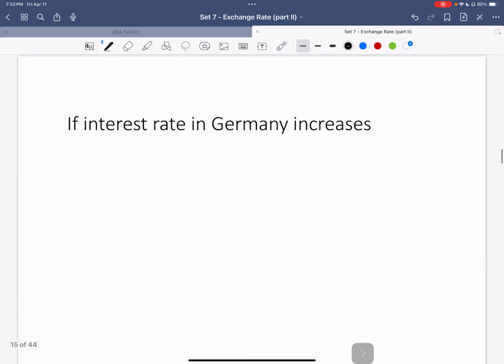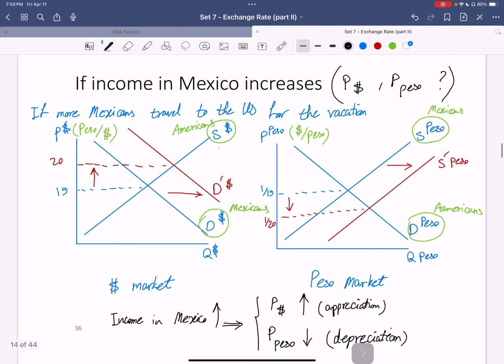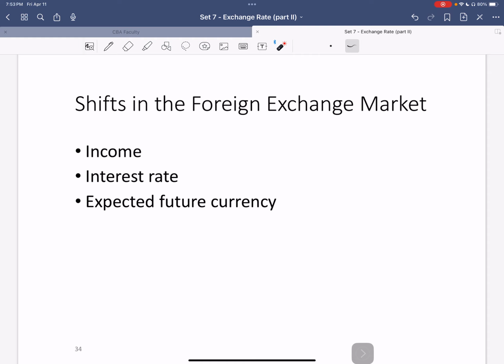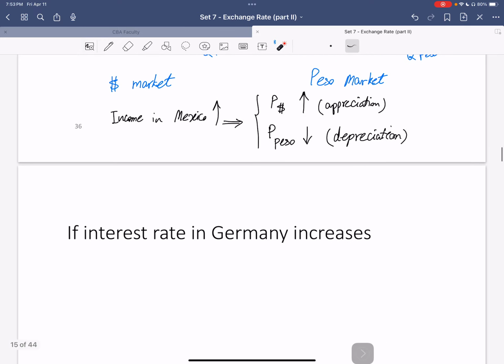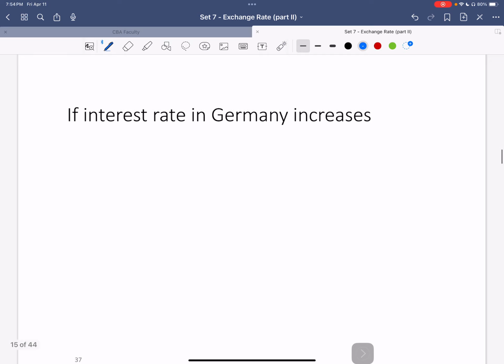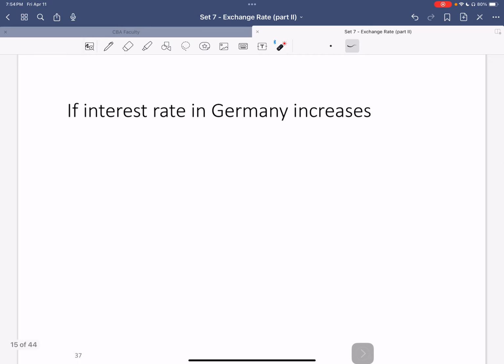Now let's look at the second factor. We had three factors over here, right? What I just showed you is the income effect. Now let's look at the effect of interest rate. These two were just showing you how the changes in the income of one country could affect the currencies of those countries. This time, let's look at the interest rate. What if, for example, interest rate in Germany increases?